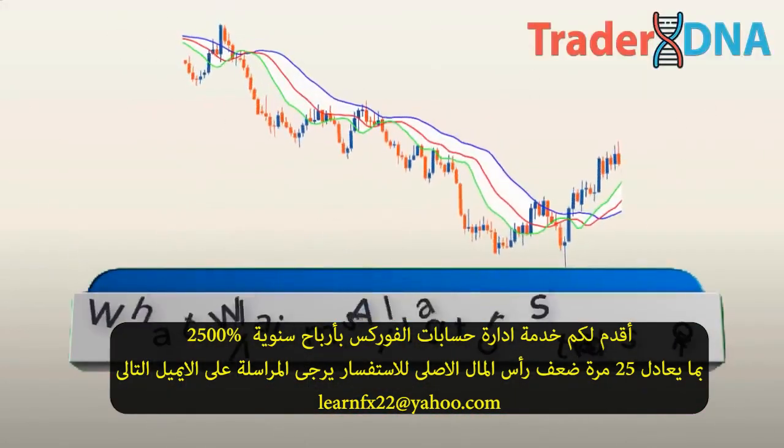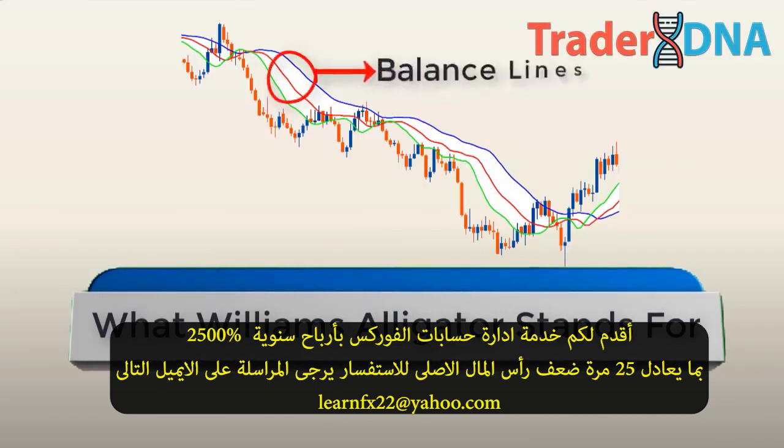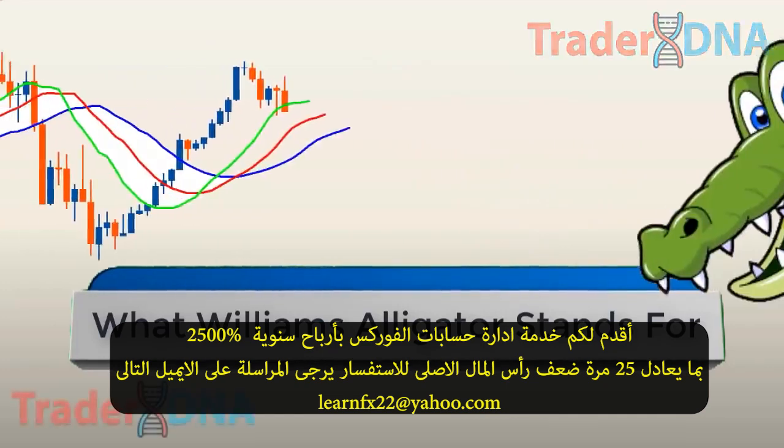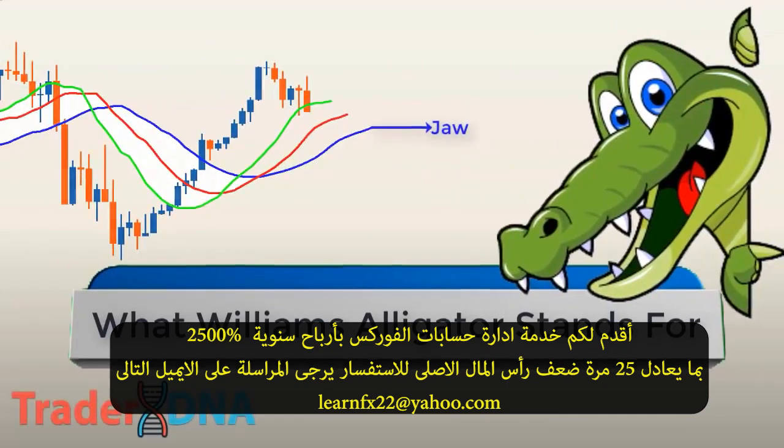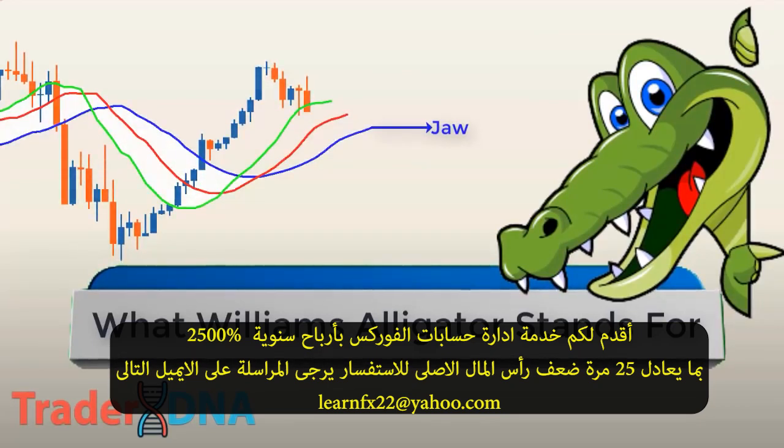The alligator indicator is a trend indicator that consists of three lines, smooth moving averages. Bill Williams called these moving averages balance lines. Each of them depicts a part of the alligator's mouth. Alligator's jaw, blue line: the slowest moving average. It is a 13-period moving average, which is moved 8 bars forward.